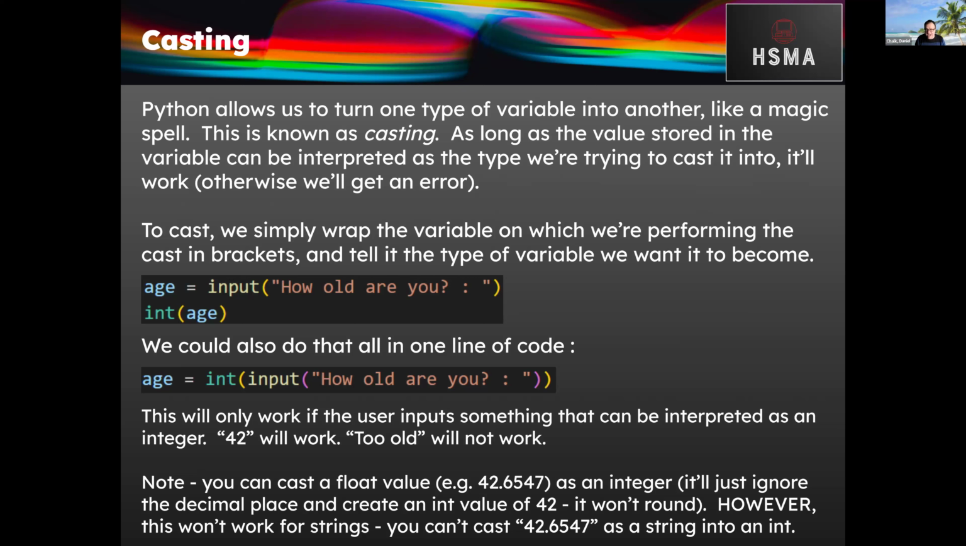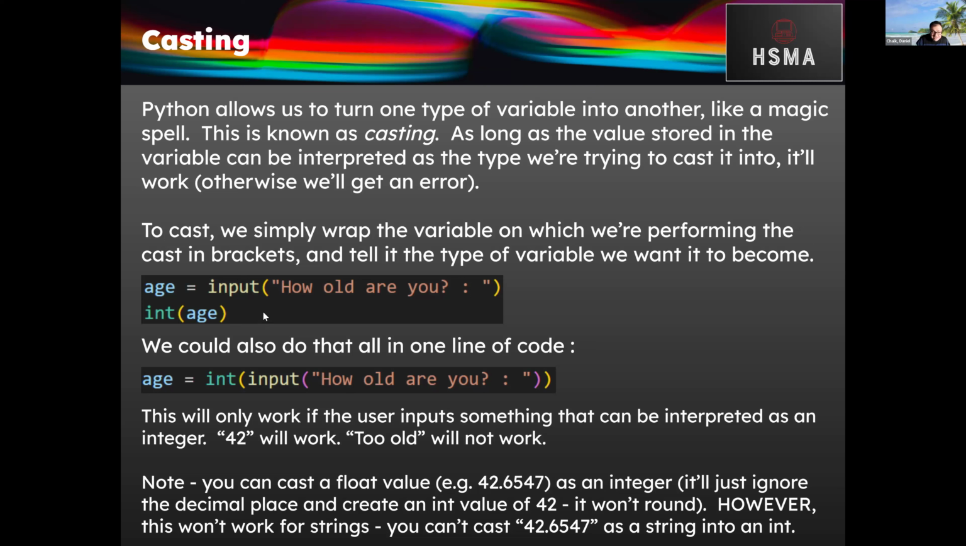If it doesn't, we'll get an error, if you try to turn something that can't be interpreted in that way. So if the user were to type in Dan and we try to turn that into an integer, that's going to fall over in an error, because Python can't turn the letters DAN into an integer. It can't do that. But it can turn the characters 4 and 2 next to each other into the number 42.